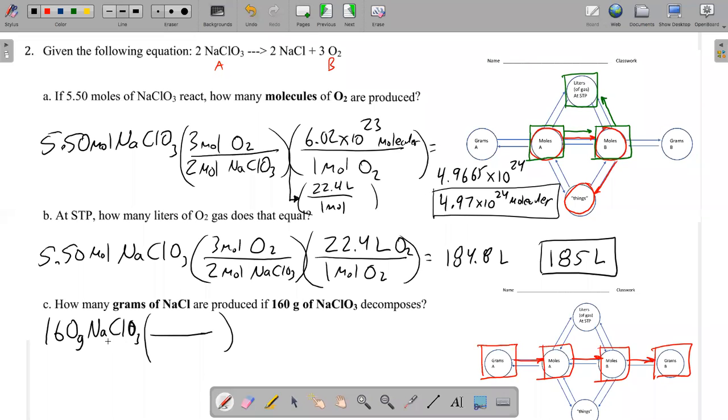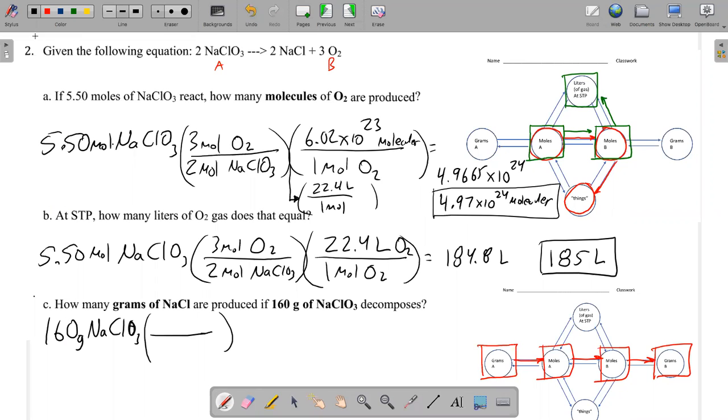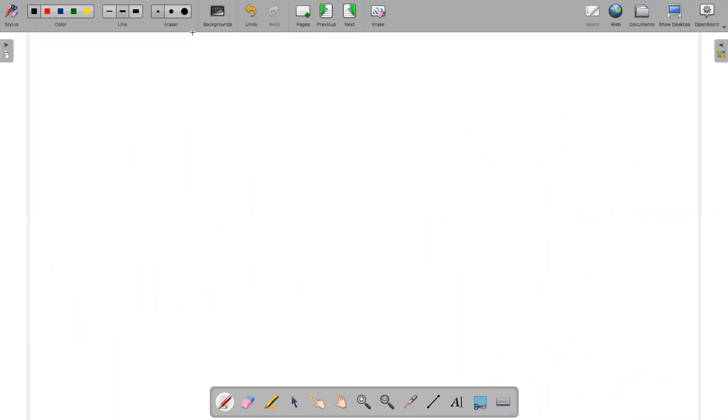First thing you have to figure out is what's the formula mass for that NaClO3. I'll tell you what, I'm going to make this neater, because you have a bunch of space on your paper. Let me copy this down. That didn't do what I wanted it to do, but it's all right.